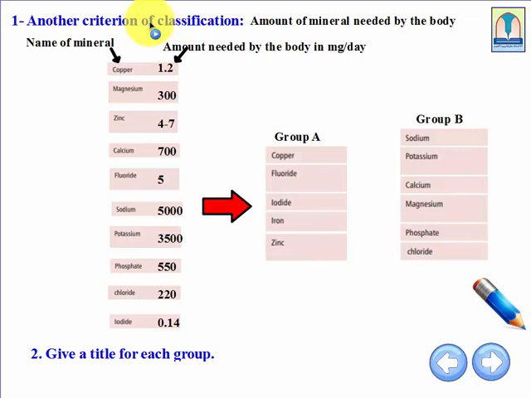In fact, these are classified according to the amount of mineral needed by the body. So, if the body needs a low amount of the mineral, such as copper 1.2, fluoride for example 5, iodide 0.14, these minerals are needed by the body in relatively low amounts. Whereas in Group B, such as sodium for example 5000 mg per day, calcium 700 mg per day, they are classified in Group B.